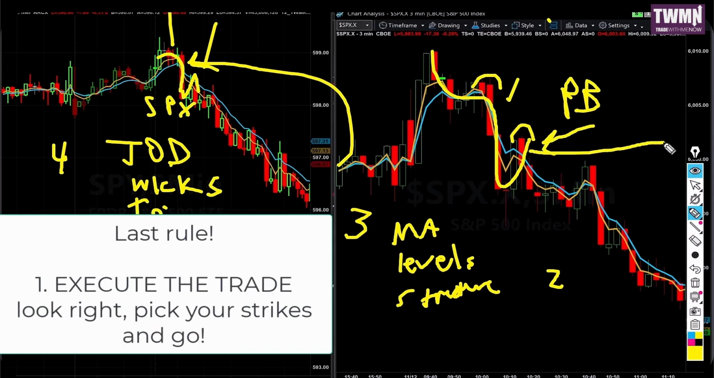That's when you look right. That's when you pick your strikes, and that's when you put on convert divert. And those are the 4, 3, 2, 1. It's just execute the strategy.